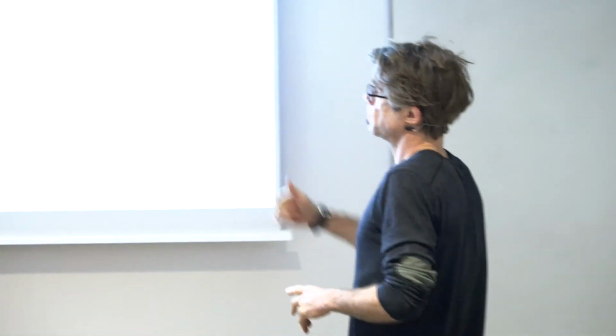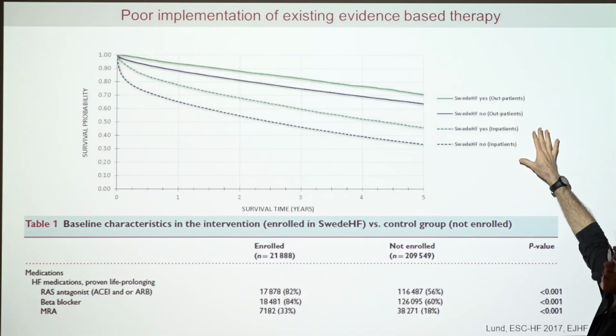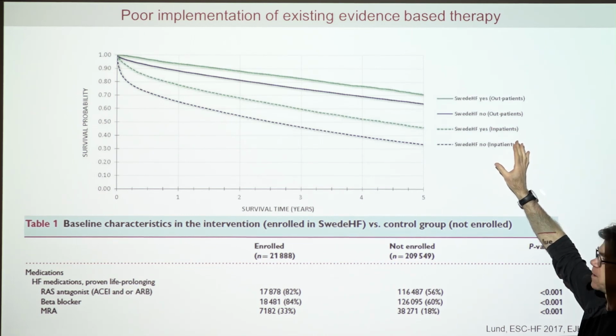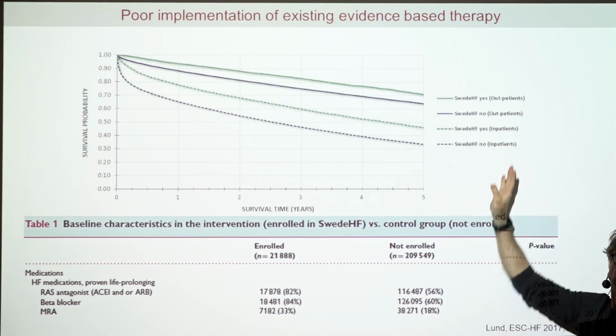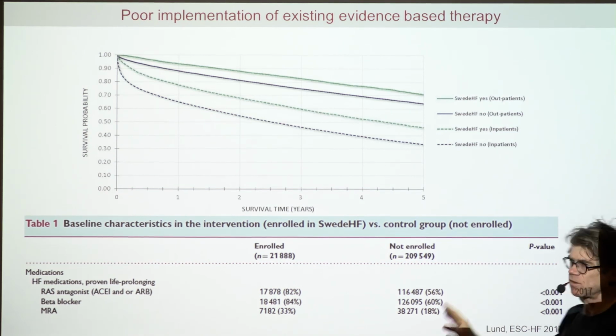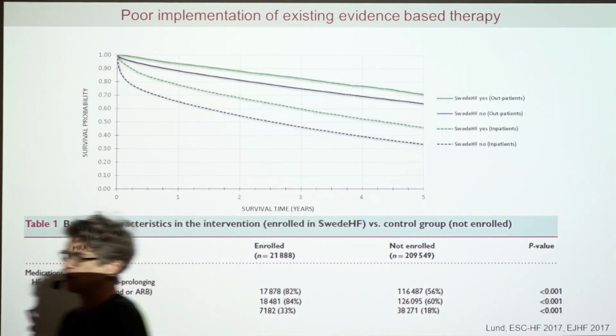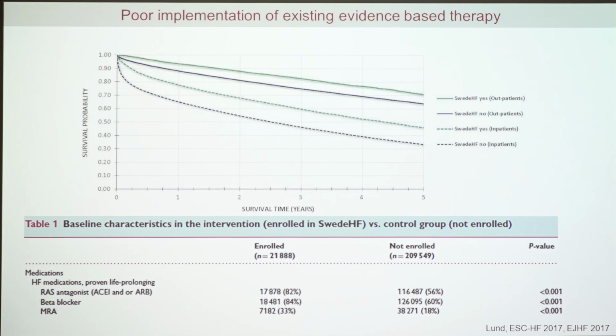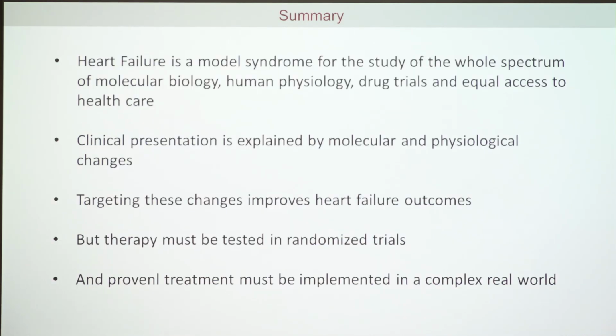So that's observational data. It's not randomized data, but it's very strongly indicative of why registries is a good way to make sure that we implement existing evidence-based therapy. So within the heart failure field, as an example of any syndrome, any disease really, it's a model for the study of the whole spectrum of molecular biology, physiology, drug trials, and access to healthcare, right? Making sure you get all this good treatment.